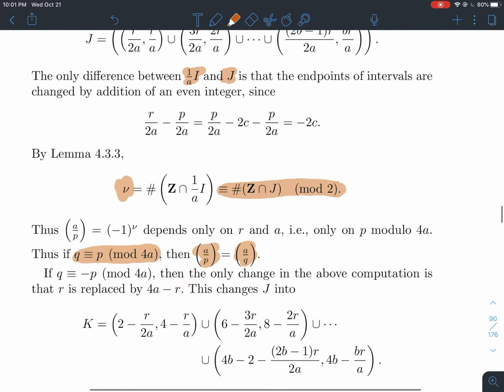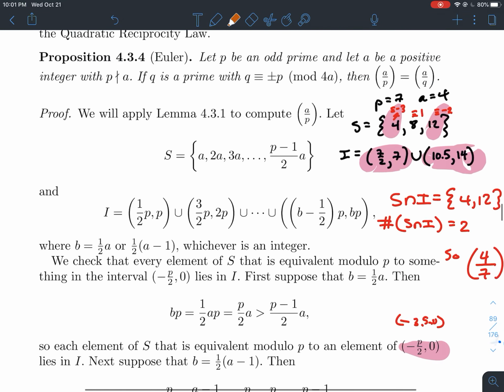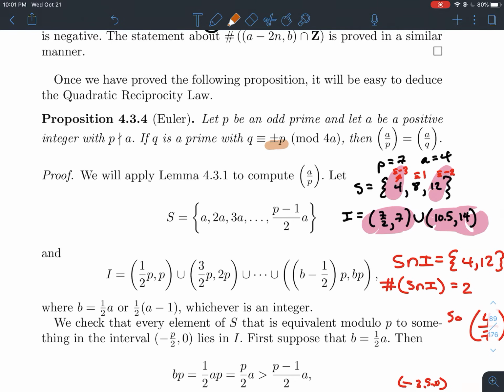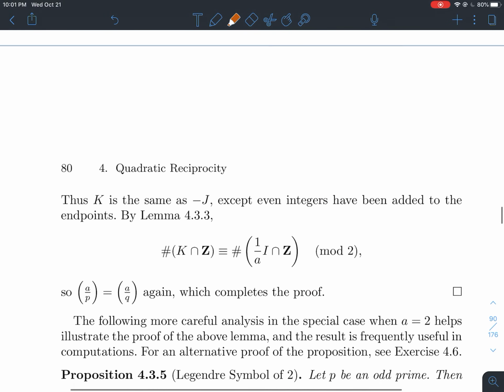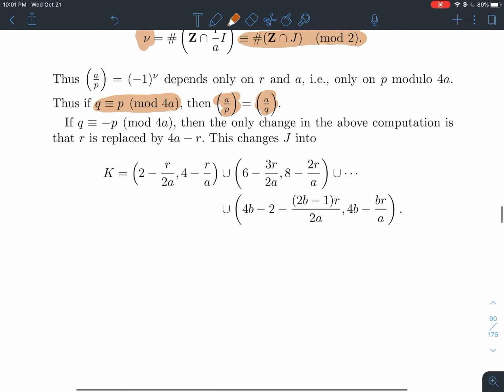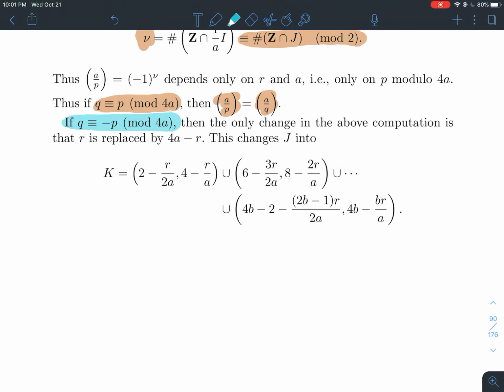That's one case. That's cool. What's going on in the lemma, though? Well, I need to show what happens if q is equivalent to minus p mod 4a. That's cool. We did all the hard work already. Oh, I went past it, sorry. And so now where are we at? Now we are here. What if q is equivalent to minus p mod 4a?